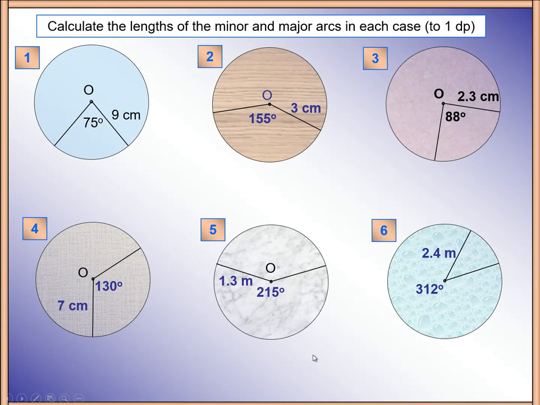6 questions for you to try. Calculate the length of the minor and major arcs to one decimal place. Off you go. Remember, we're not just looking for the answer, we're trying to get this formula for you to understand it. So each time, write the formula each time. So in your notes then, quick sketch and off you go. When you're ready to check your answers, click play again.